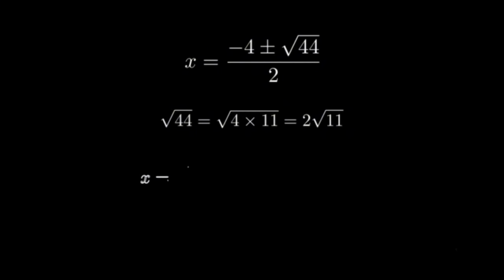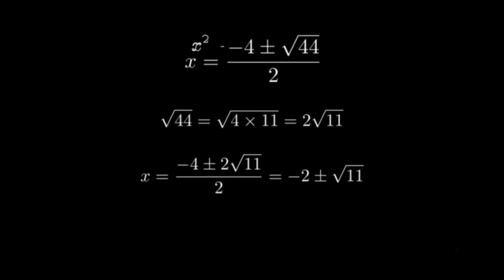Now we can substitute this simplified form back into our quadratic formula. We have negative 4 plus or minus 2 times the square root of 11, all divided by 2. Notice that we can divide both the numerator and denominator by 2, which gives us negative 2 plus or minus the square root of 11.